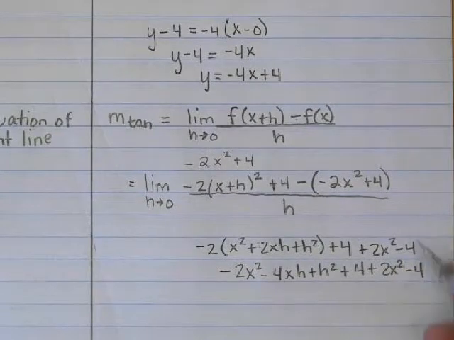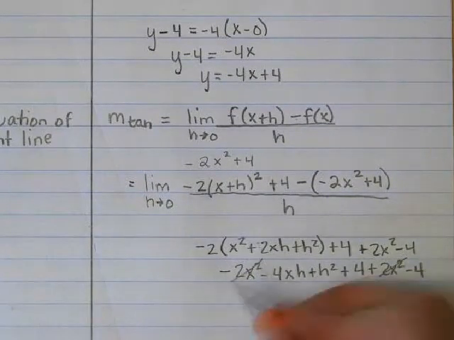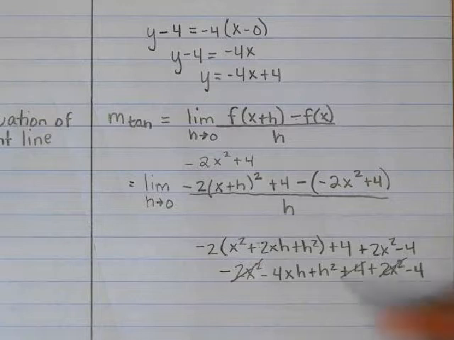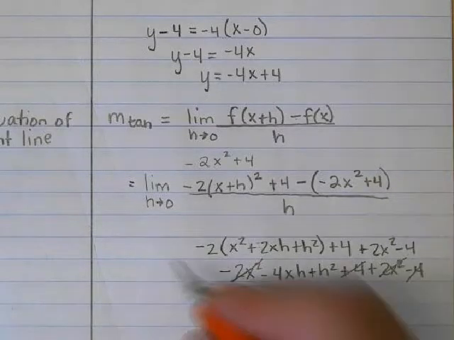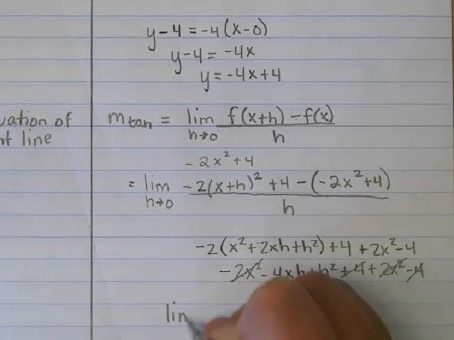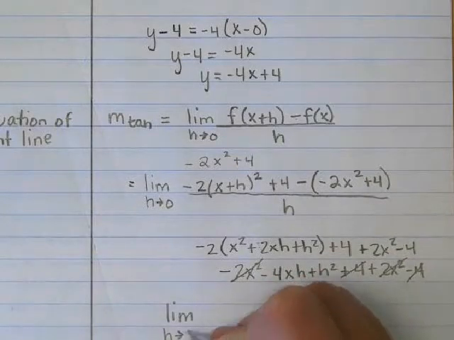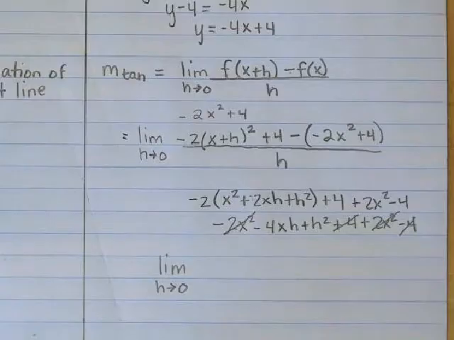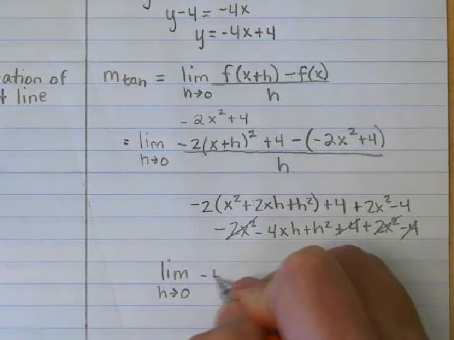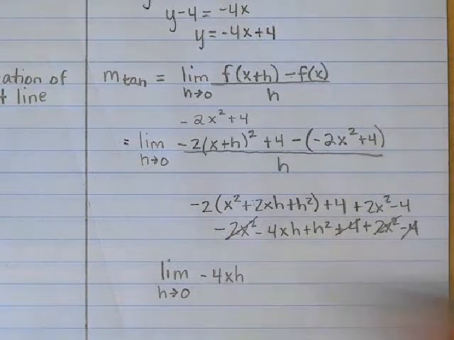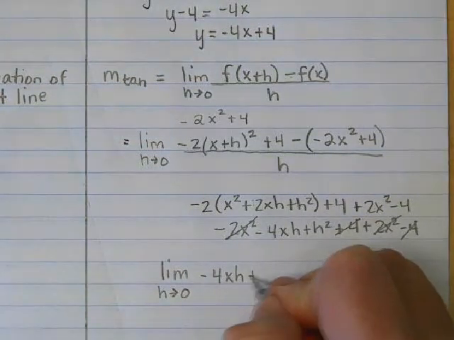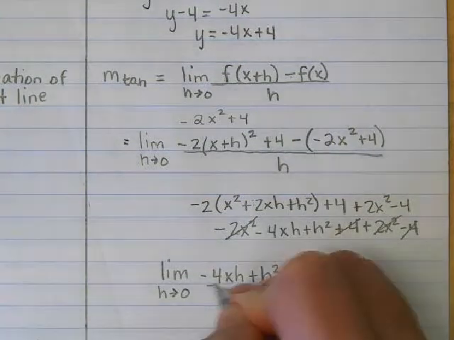Okay, let's see what's going to cancel out. That's going to go with that. That's going to go with that. Okay, so now I'm going to go back to my problem. I have to put that limit back on because I haven't found that limit yet. And we have -4xh plus h squared.